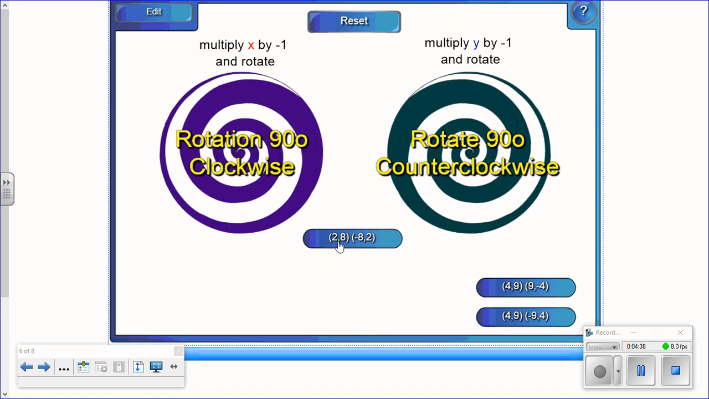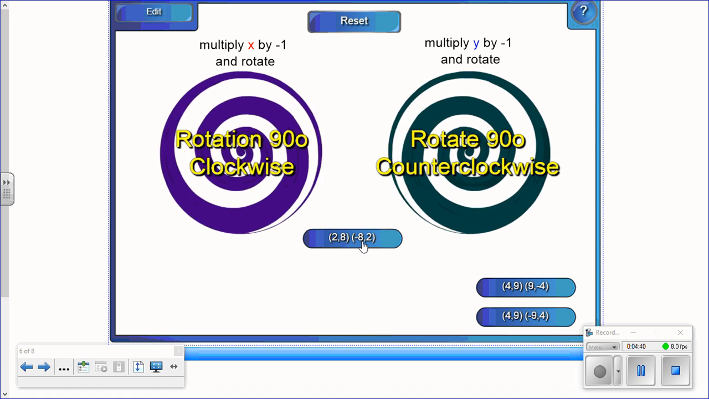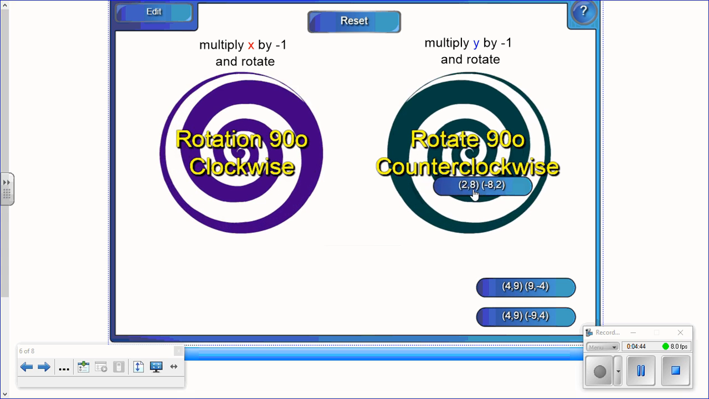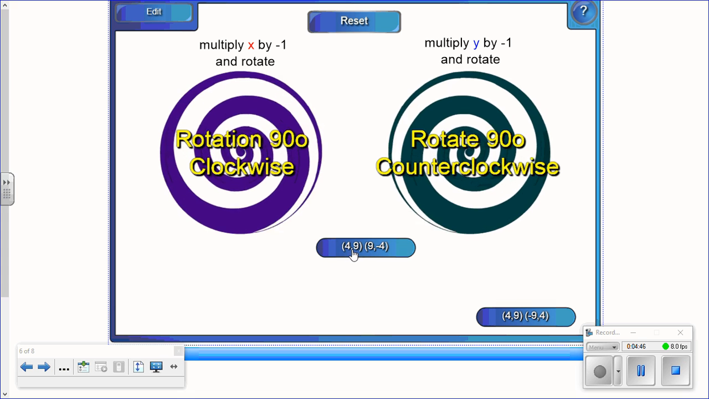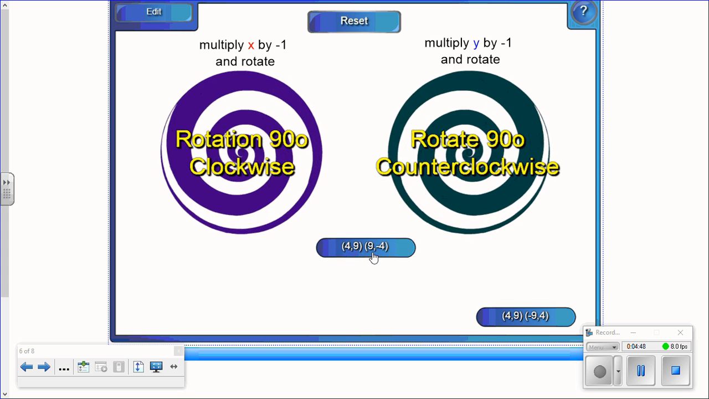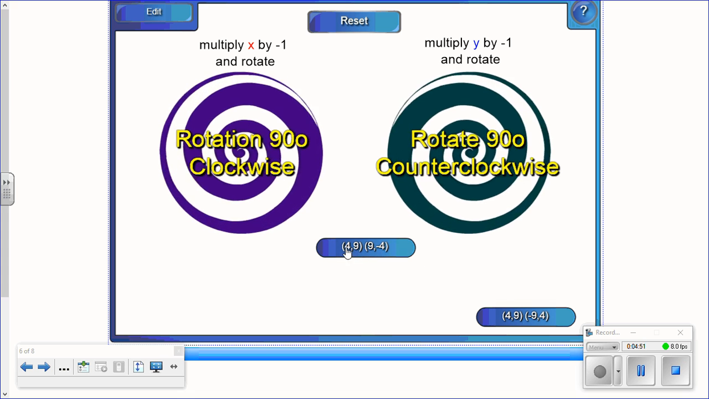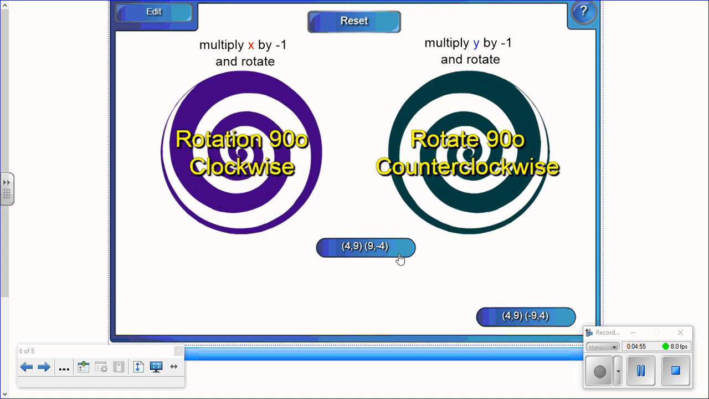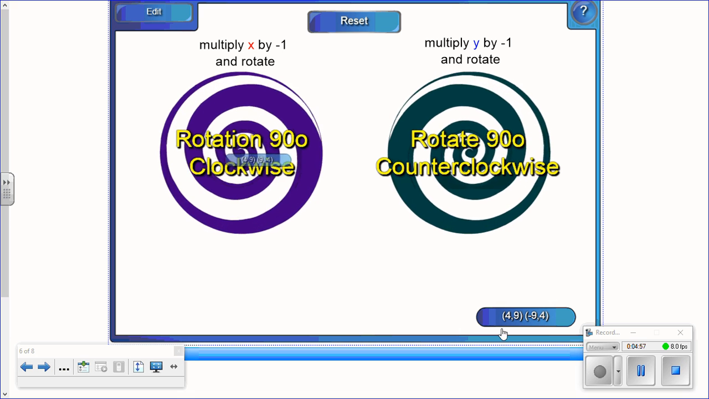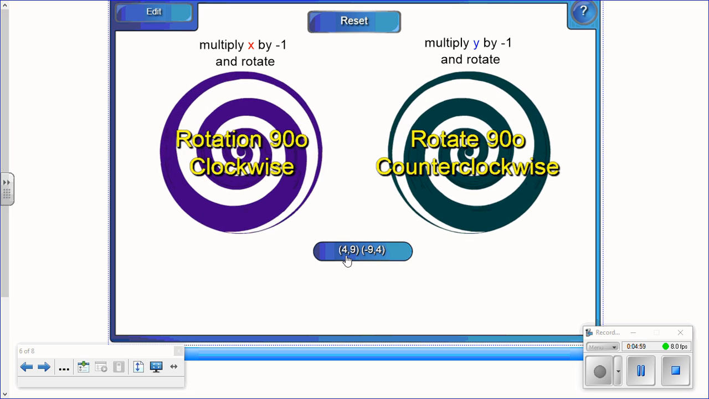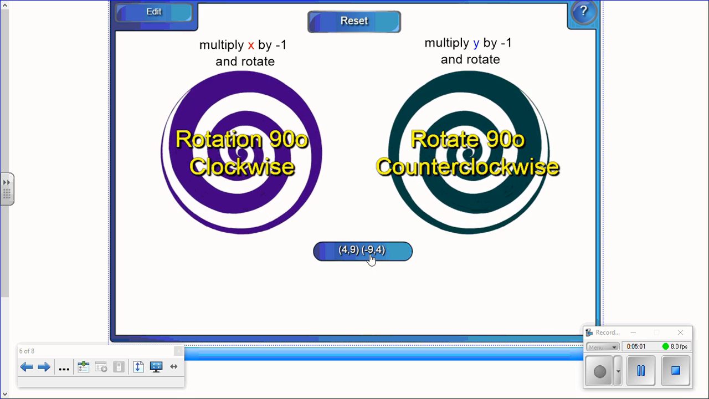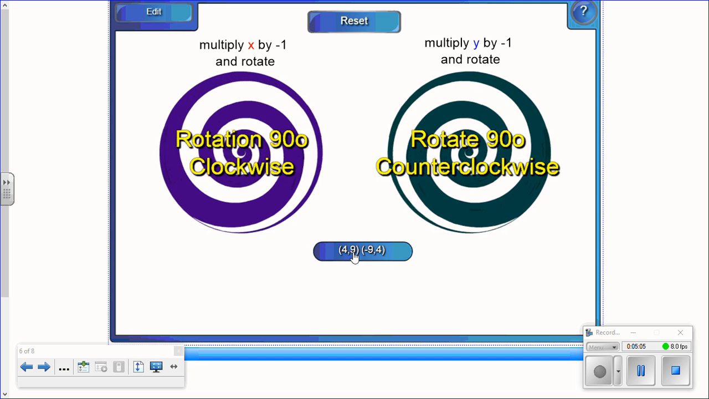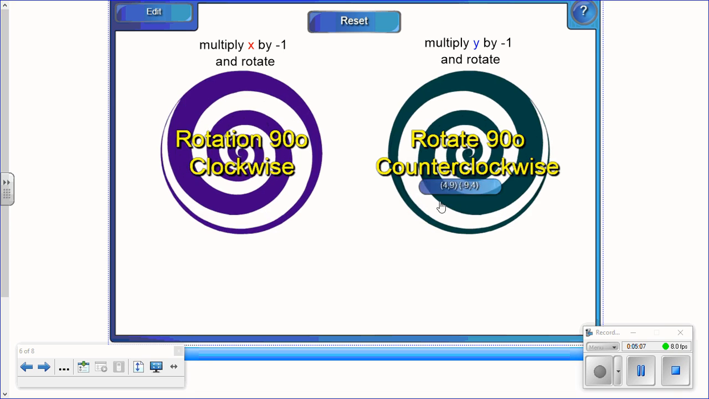In this one, we go 2, 8. Now we're at -8, 2. So it was the y that was multiplied by -1. So it's counterclockwise. This one, 4, 9, goes to 9, -4. So it was the first one, the x, that was multiplied by -1 before we rotated the numbers, so it's clockwise. In this one, we go from 4, 9 to negative 9, 4. It was the 9 that's multiplied by negative 1, and that's the y, so it's counterclockwise.